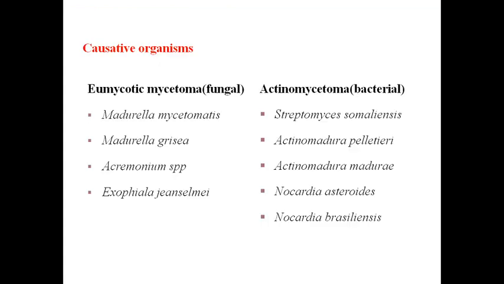So when we talk about the causative organism, as we know, they are either fungal elements or bacterial elements. When we talk about fungal, which causes mycetoma, known as eumycetoma, the commonest species are Madurella mycetomatis, Madurella grisea, Acremonium species, and Exophiala jeanselmei. These are four important fungi which we have to remember. They are the causative agents of eumycetoma.